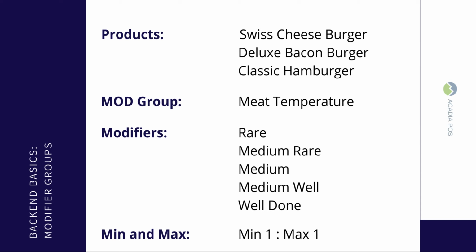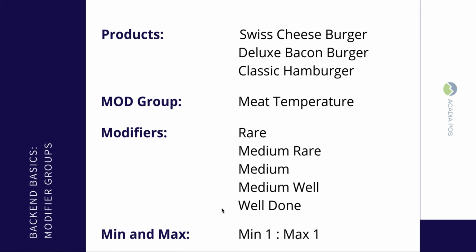Modifier groups are ideal for products that share common modifiers or limit the number of a type of modifier a user can select. So let's say we have three burgers: a Swiss cheeseburger, a deluxe bacon burger, and a classic hamburger. A modifier group that would likely be applied to each of these products is commonly known as meat temperature. So when you create your modifier group, you'd be adding these modifiers: rare, medium, medium well, and well done. And in the settings, you can also indicate the maximum and minimum number of those selections a user can make.